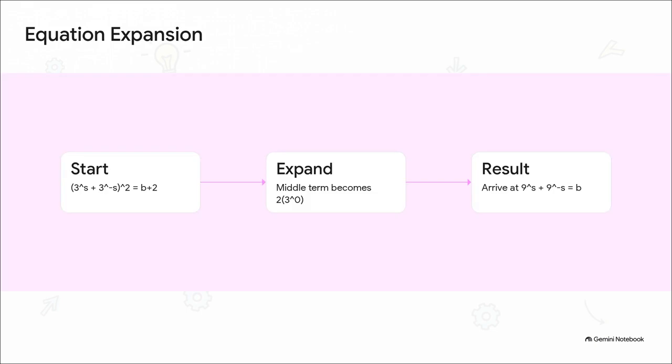But hey, other times you really do have to get your hands dirty and expand out the equation. The source material walks us through this beast of an exponent problem. Is 9 to the power of s plus 9 to the power of negative s equal to b? Statement 1 gives us a completely different looking equation. But if we casually walk step by step through the algebraic expansion, look what happens. By squaring the terms, that messy middle term magically cancels out to just the number 2.